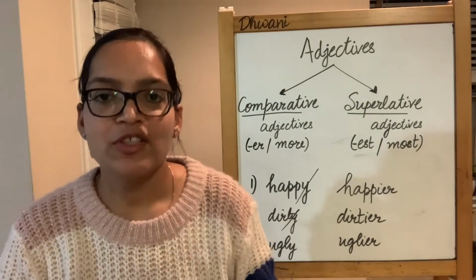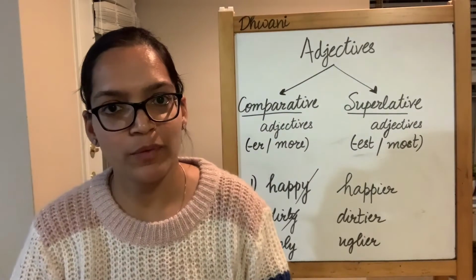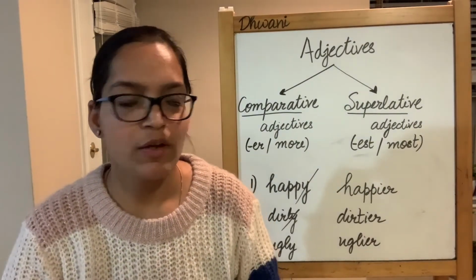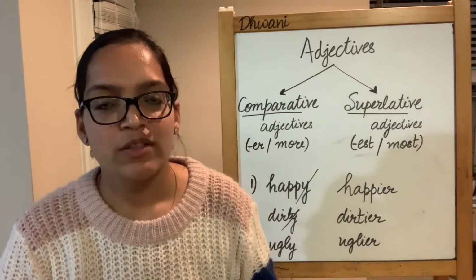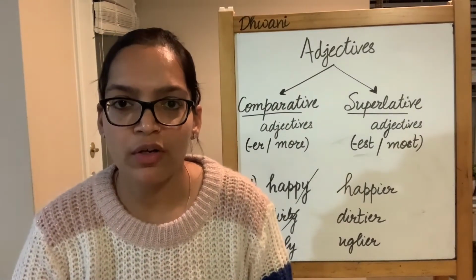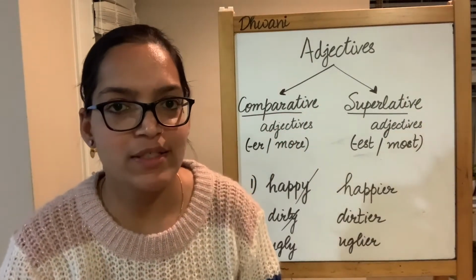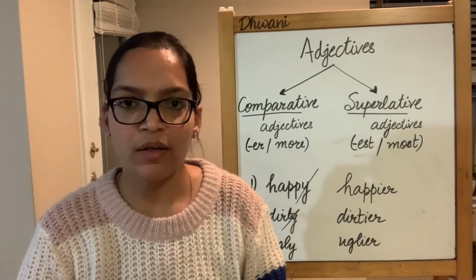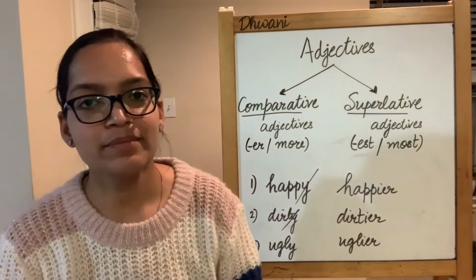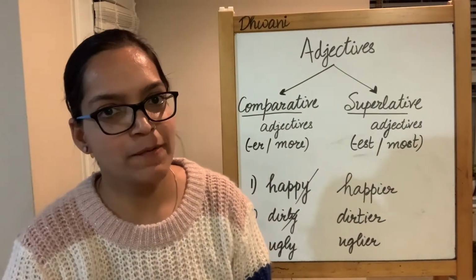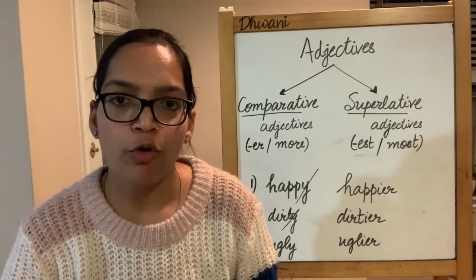If the adjective has one syllable, then it will have est at the end of it. And if it has more than one syllable, we add most before the adjective. So for example, hot turns into hotter in the comparative form, but in the superlative form it turns into hottest. Wet becomes wetter in the comparative form, and in the superlative form it becomes wettest. Big, bigger, biggest.